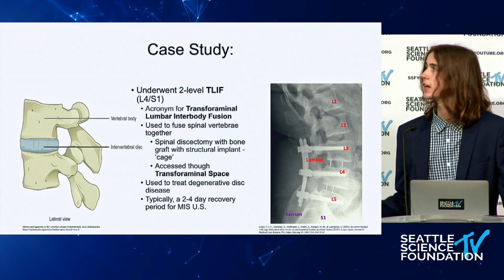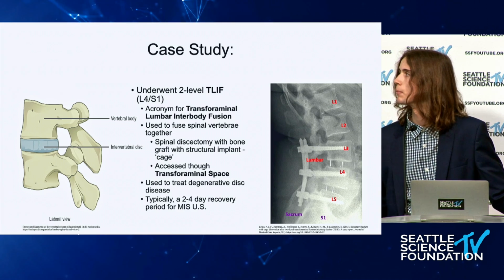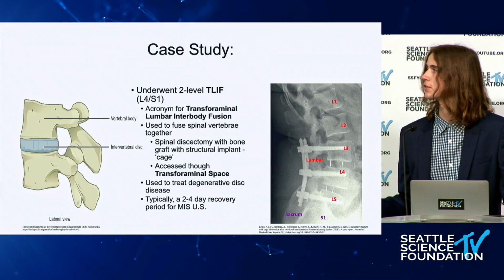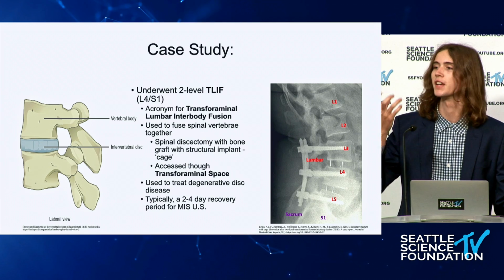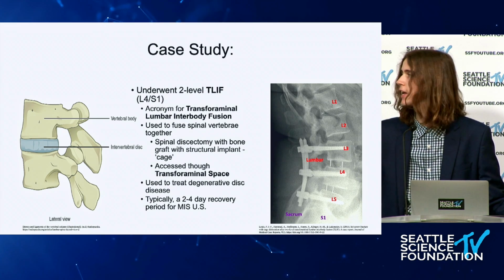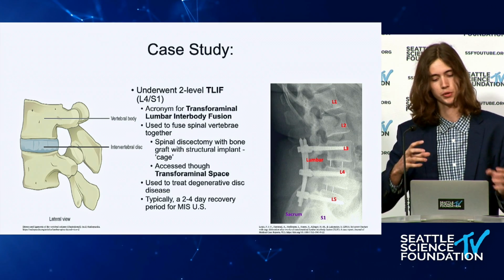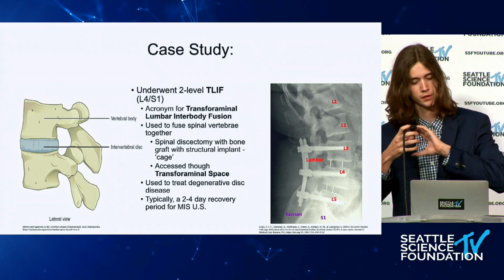Well, what's a TLIF? It's an acronym for a surgery that's called transforaminal lumbar interbody fusion. It's basically a surgery that's used to fuse spinal vertebrae together. The way it does this is by removing the disc between the vertebrae and replacing it with a bone graft and a cage. This cage allows the bone to grow in between the vertebrae, effectively combining them into one solid piece.